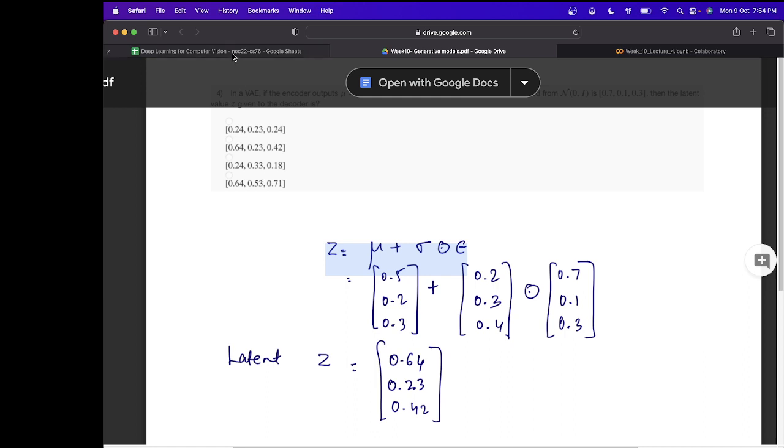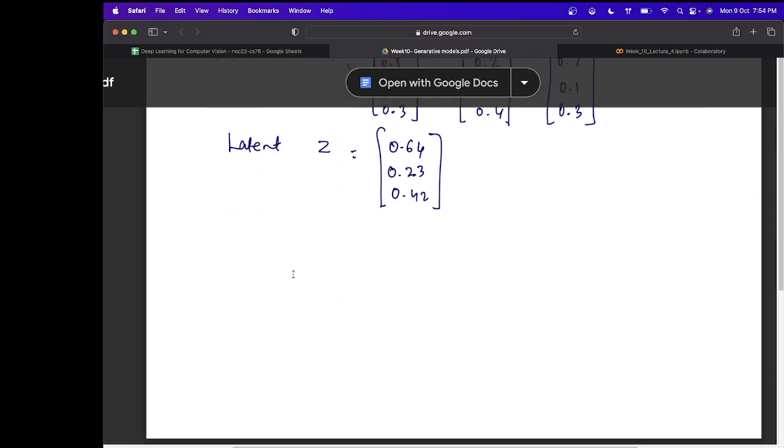So this corresponds to option B here, 0.64, 0.23, and 0.42.